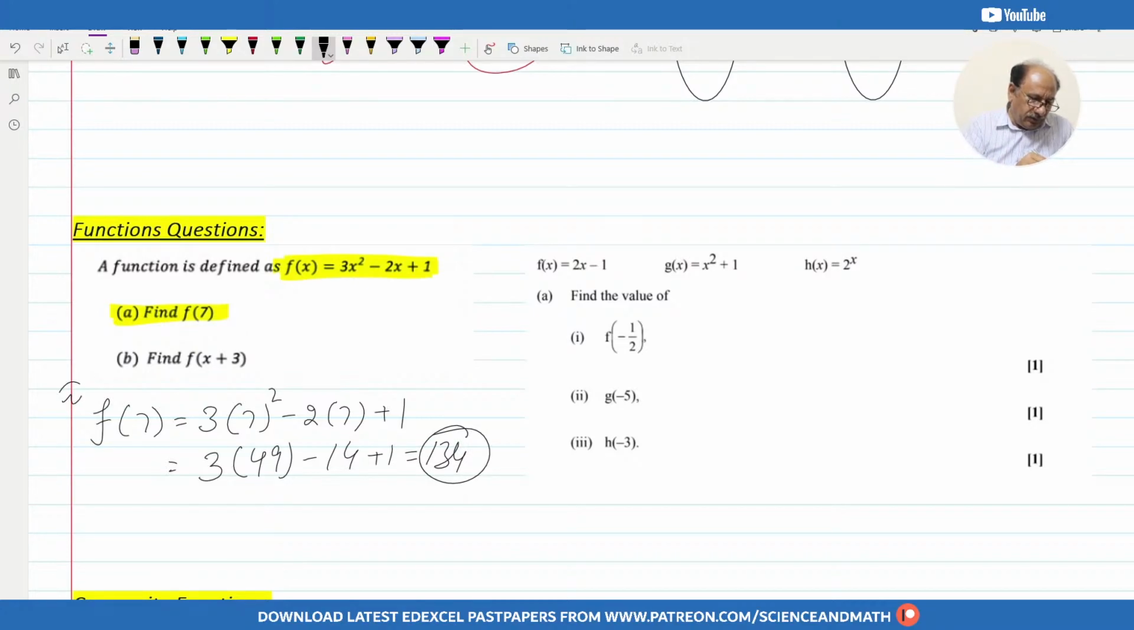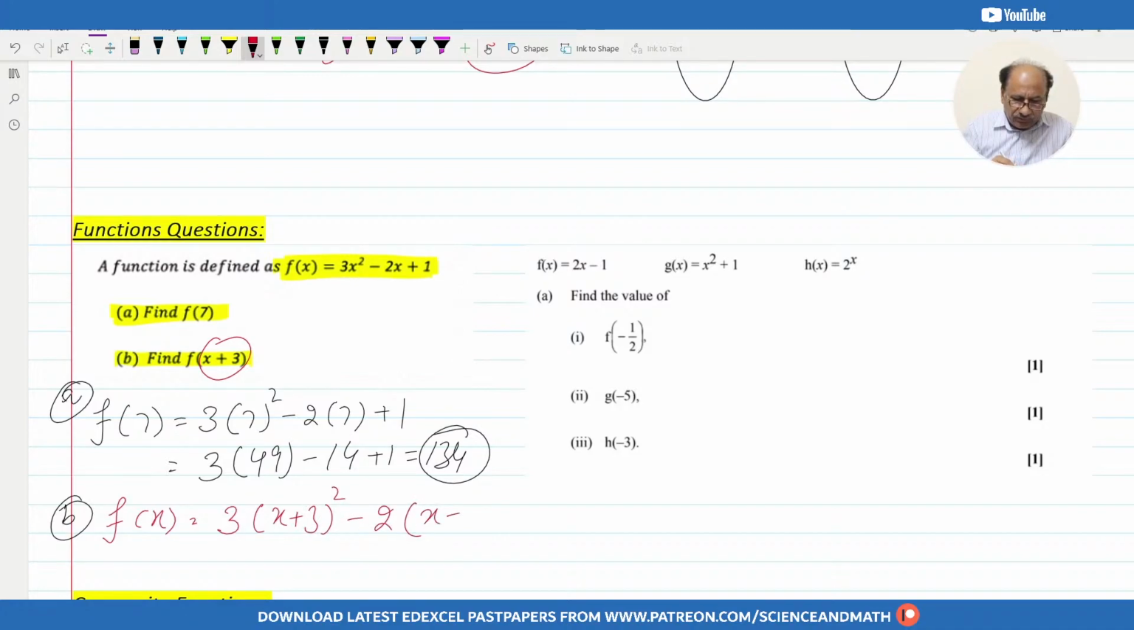Similarly for part b, it is also straightforward, simple. We have to find f of x plus 3. Now in the same equation mentioned over here, we have to replace x by x plus 3. So if we replace that, f of x plus 3 will be equal to 3 into, x replaced by x plus 3, so we write here x plus 3 squared minus 2. Again x will be replaced by x plus 3, and plus 1, which is over here.